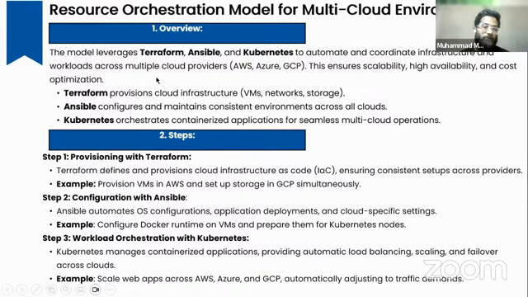The steps are: first, provisioning with Terraform, as I mentioned in the earlier slide. Terraform helps us provision the infrastructure using infrastructure as code. Step two is configuration with Ansible. Ansible helps to configure the application deployment across multi-cloud providers. Step three is workload orchestration with Kubernetes. Kubernetes manages containerized applications, providing automatic load balancing, scaling, and failover across clouds.